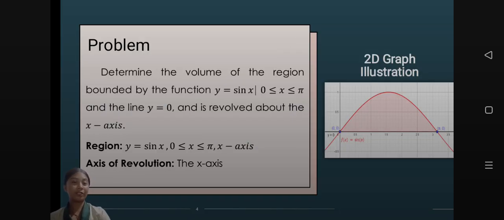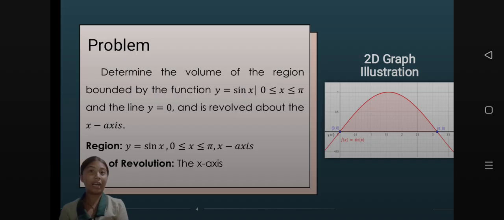The problem here is to determine the volume of the region bounded by the function y is equal to sine x, 0 less than or equal to x less than or equal to pi, and the line y equal to 0, which is revolved about the x-axis. So the region here is y equal to sine x, 0 less than or equal to x less than or equal to pi, the x-axis, and the axis of revolution is the x-axis. First, make a graph or illustration of the given.